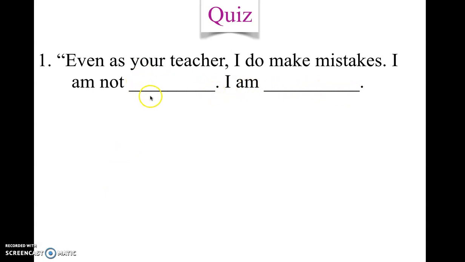So what can we say? The teacher makes mistakes, right? The teacher is not. If you're trying to remember, think of the apple I showed you, the first apple. The teacher is not perfect. The teacher is, what is the word that means not perfect? Imperfect. Imperfect.